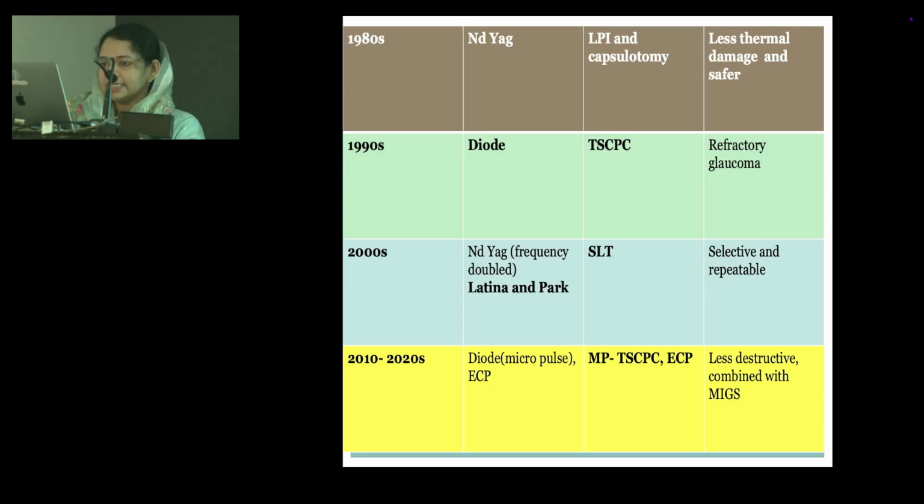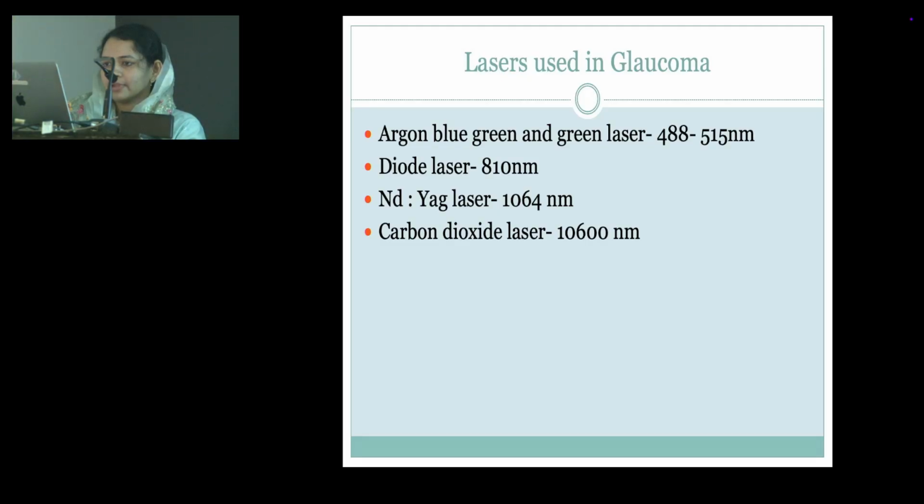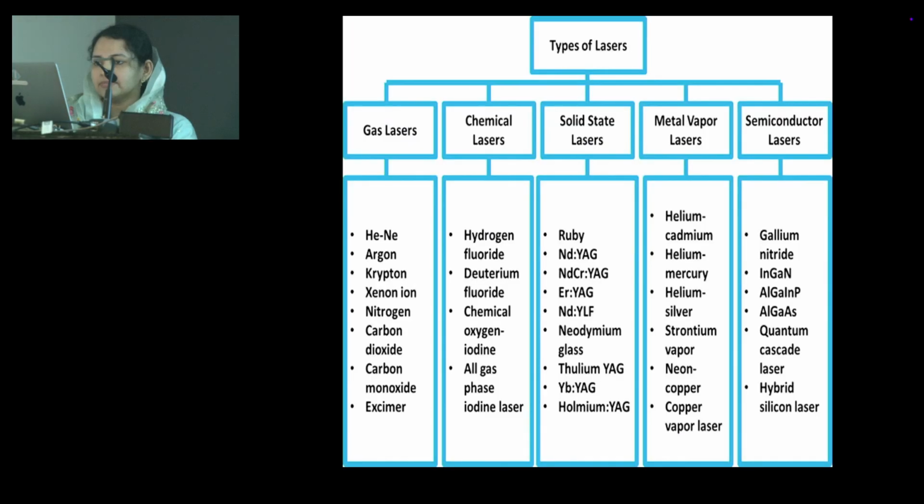In the 1990s, diode was introduced for refractory glaucoma. In 2000, Latina and Park introduced the SLT, and in 2010, micropulse diode laser was introduced. Lasers used in glaucoma are argon blue green and green laser, diode laser, Nd:YAG laser, and carbon dioxide lasers. What are the types of lasers? We have gas lasers, chemical lasers, solid state lasers, metal vapor lasers, and semiconductor lasers.